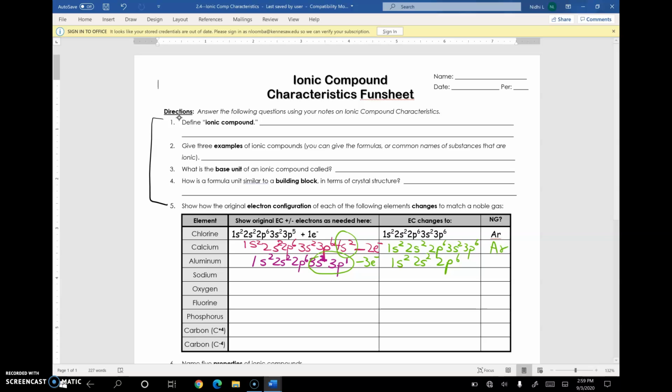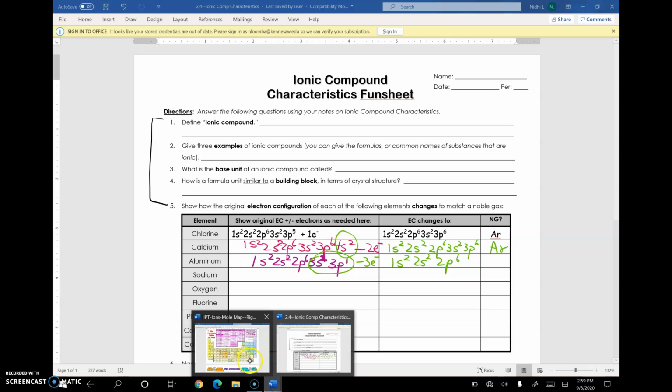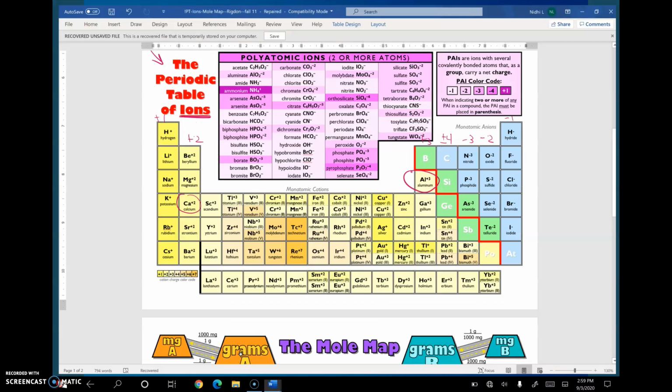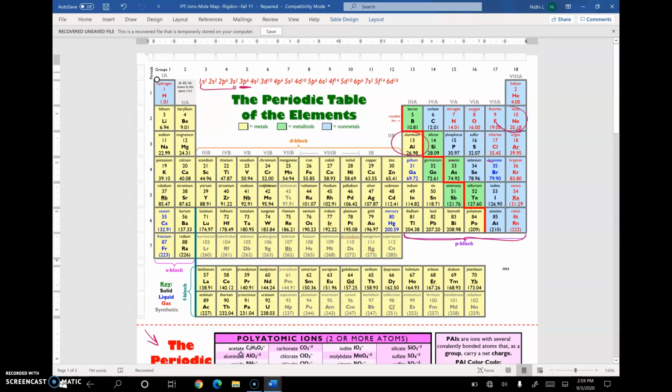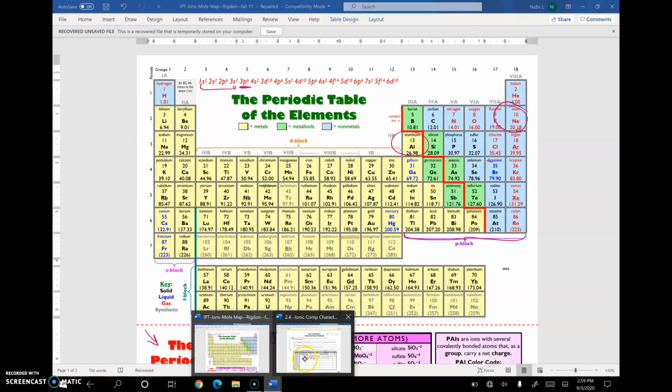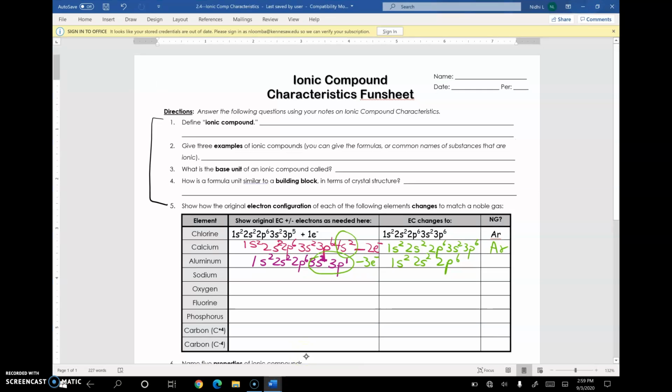If you count these little superscripts, we have 6 + 2, 8 + 2, 10. And that is whose configuration? If you look at the periodic table, 10 electrons neon has. So it's going to be neon. All right. So these elements lose or gain electrons to become stable, like the noble gases. I hope this part was easy and helpful.